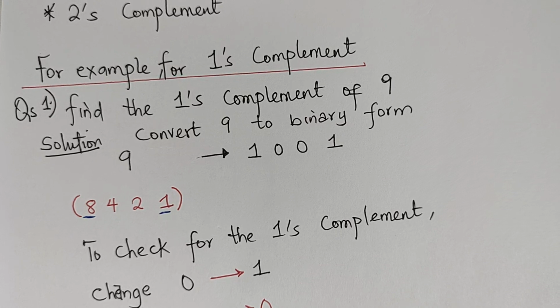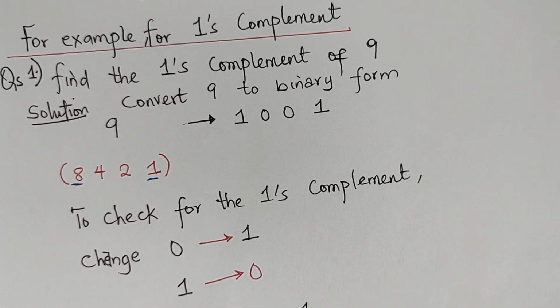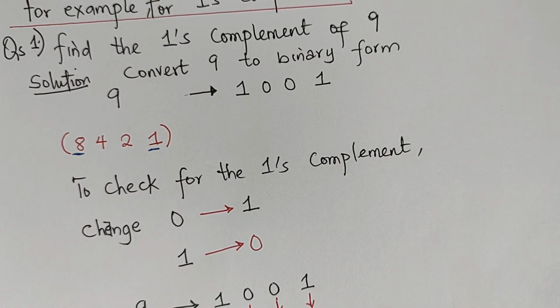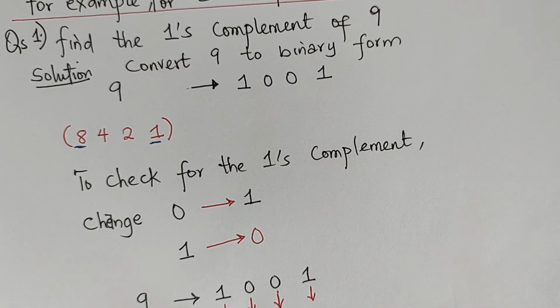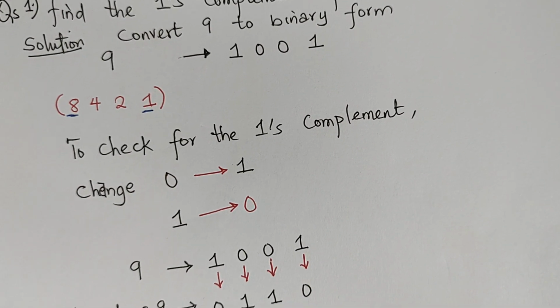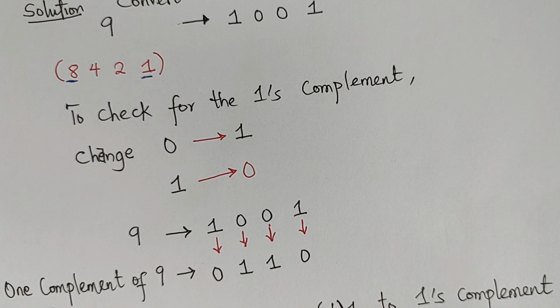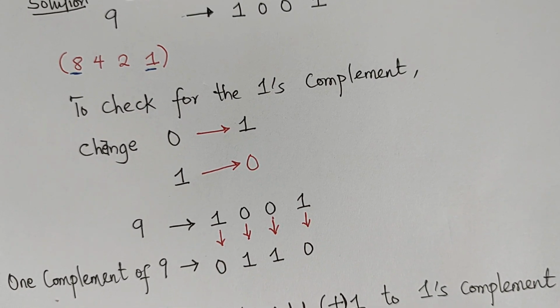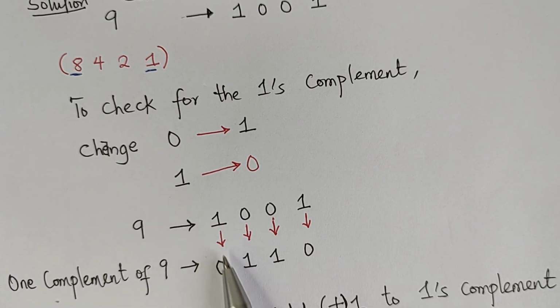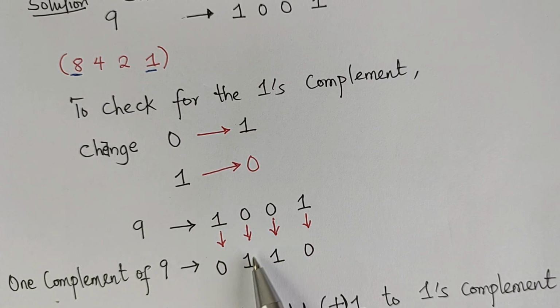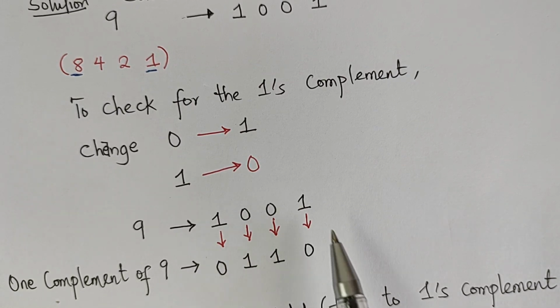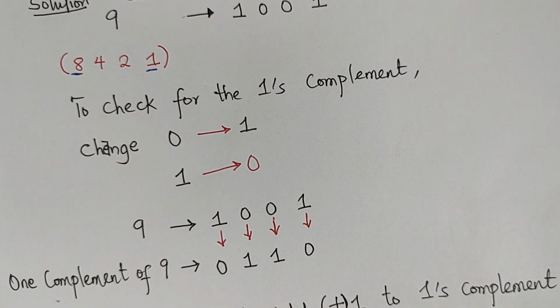Now let's go back to what we had before. Our 9, which is 1 0 0 1. When we want to do one's complement, we just convert it. This 1 will be 0, this 0 will be 1, this 0 will be 1, and this 1 will be 0. So that is how the conversion works.